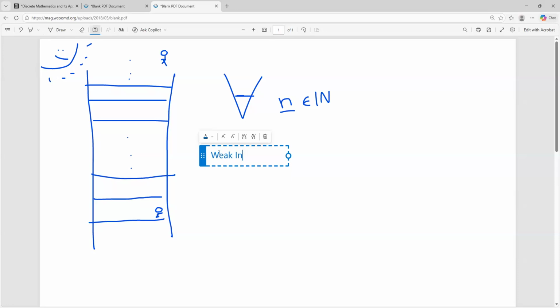So the idea of weak induction versus strong induction. My professor who taught me this thought of it as weak induction is usually good enough for formulas, but whenever you have to prove something with multiple base cases, that's strong induction. Let me show you an example.